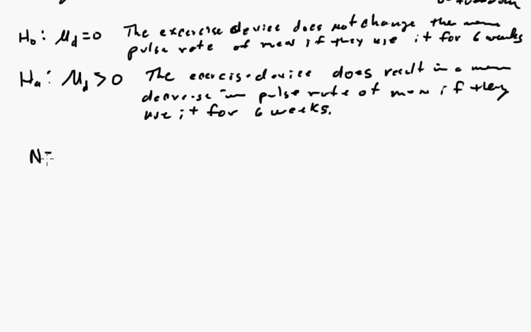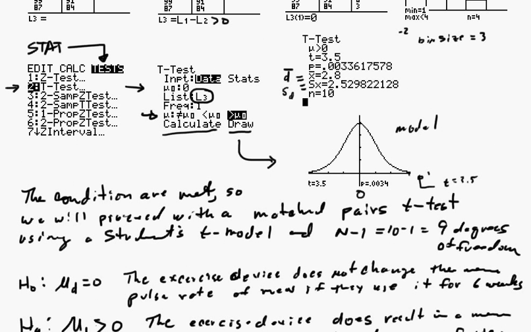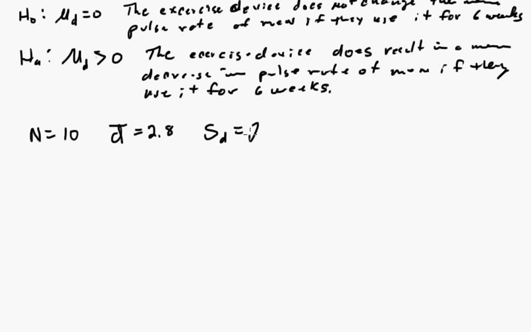So the sample size is 10, and d bar is equal to 2.8, and SD equals 2.530. Okay, and our degrees of freedom is 9.